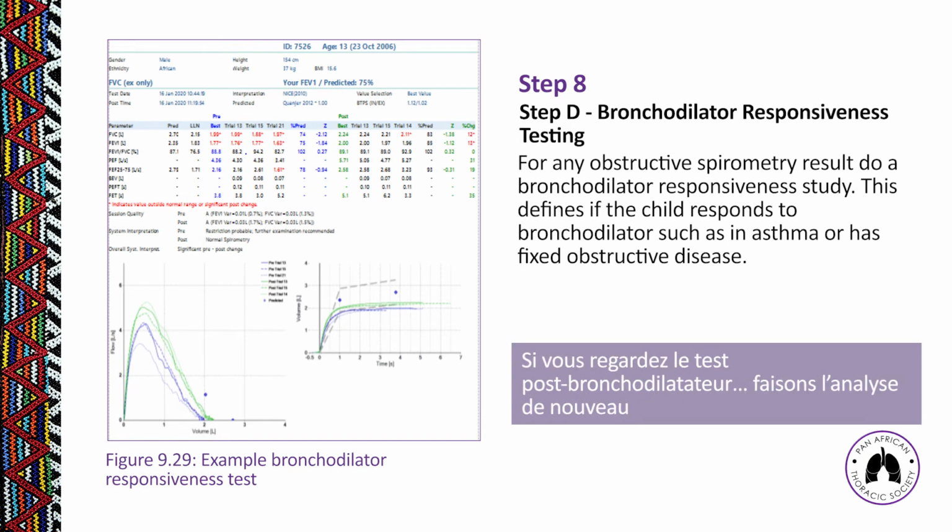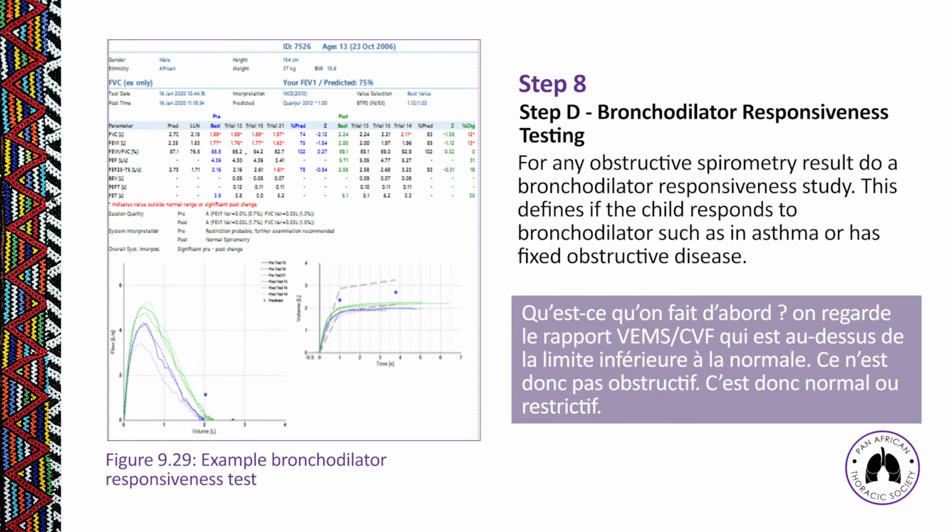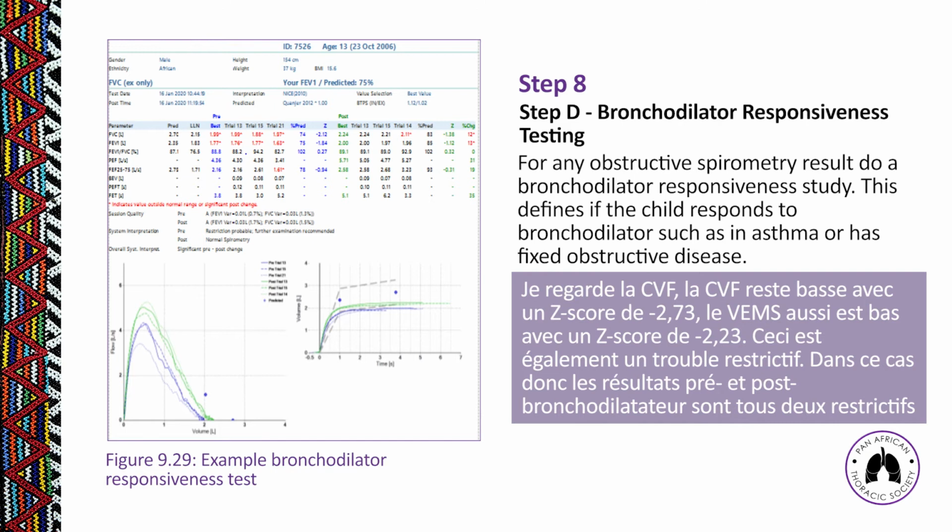If you look at the post-bronchodilator test, let's do it again. What do you do first? You look at the ratio first. The ratio is above the lower level of normal, so it is not obstructive. In this instance, it's either normal or restrictive. I look at my FVC. My FVC is still low at a z-score of minus 2.73. The FEV1 is also low at a z-score of minus 2.23. This is also a restrictive impairment. So in this instance, the result is restrictive both pre and post bronchodilator.